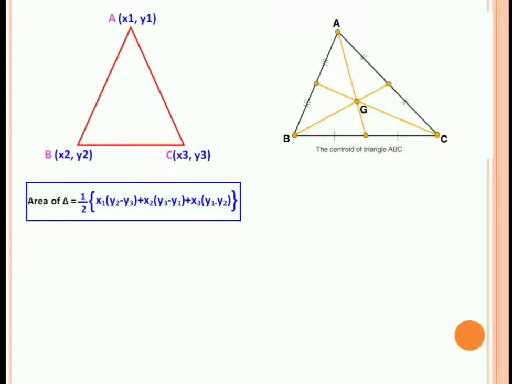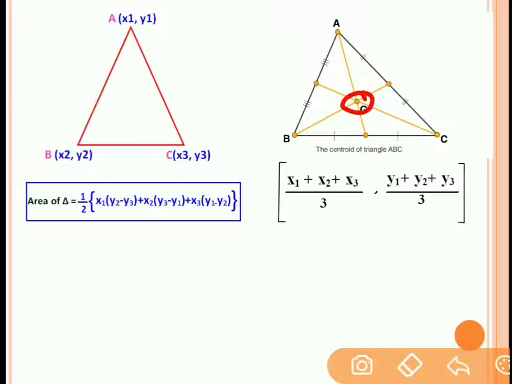Now consider the triangle ABC with G point as the centroid of the triangle. Then to find out the coordinate of the G point, it is having two coordinates, x coordinate and the y coordinate. The value of x coordinate is what? x1 plus x2 plus x3 by 3. Now what is x1, x2, x3? x1, x2, x3 are the x coordinate of point A, B and C.